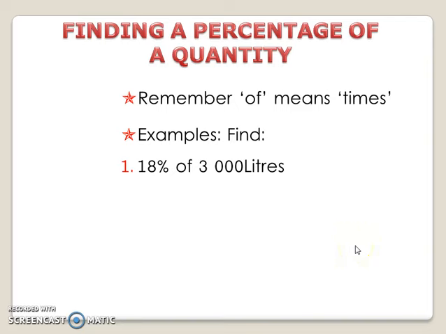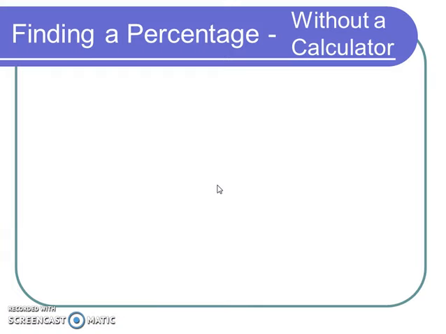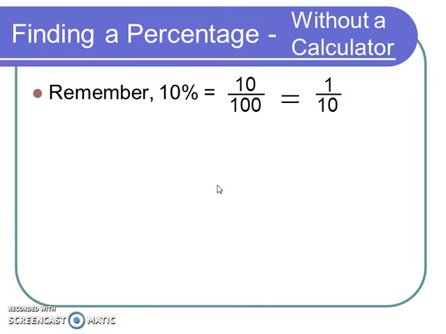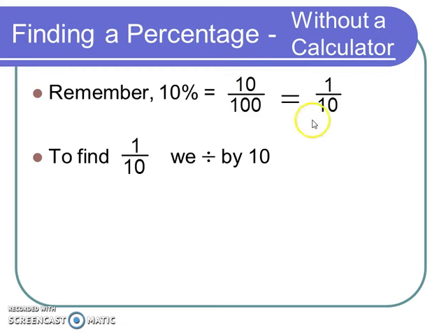When we find the percentage of an amount, "of" is our keyword. It's telling us that we must multiply, or times. So when we do these without a calculator, some key ideas that will help us work them out quickly are the fact that whenever I'm finding 10% of an amount, it's like I'm dividing by 10, because 10% is the same as 1/10.